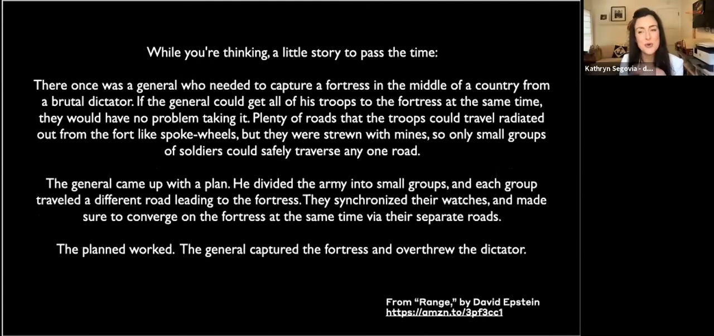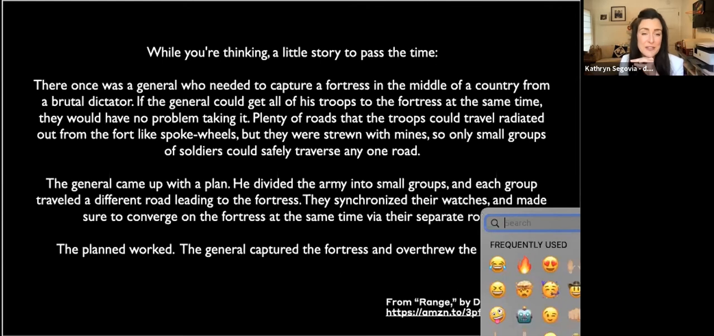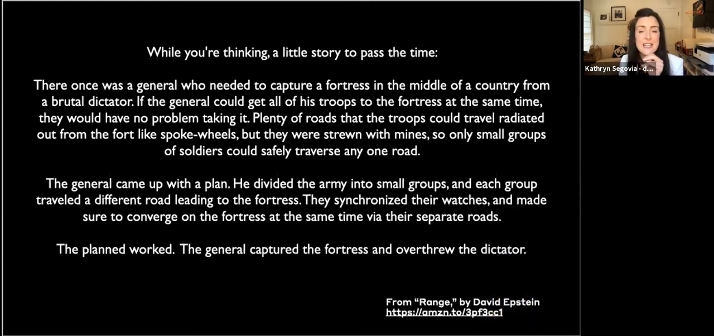While you're thinking, a little story to pass the time. There once was a general who needed to capture a fortress in the middle of a country from a brutal dictator. If the general could get all of his troops to the fortress at the same time, they would have no problem taking it. Plenty of roads that the troops could travel radiated out from the fort like spokes on a wheel, but they were strewn with mines. So only small groups of soldiers could safely traverse any one road. The general came up with a plan. He divided the army into small groups, and each group traveled a different road leading to the fortress. They synchronized their watches and made sure to converge on the fortress at the same time via their separate roads. The plan worked. The general captured the fortress and overthrew the dictator.